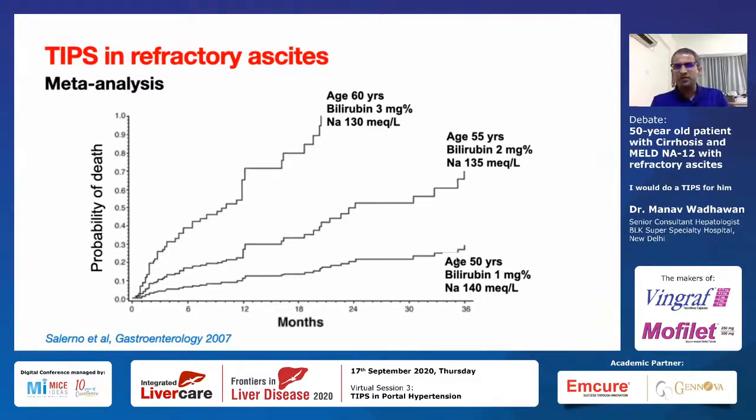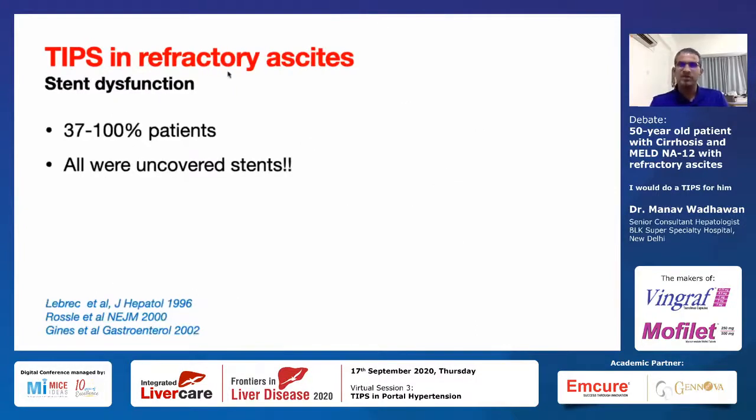So you may ask me that this is still inferior to the transplant. So let me again give you a disclaimer. This is a 2007 meta-analysis. All 4 randomized controlled trials in this used uncovered stents. The major morbidity and mortality was associated with stent dysfunction, which 3 of these studies described, and it was seen in 37 to 100% of these patients. Every single patient received an uncovered stent.